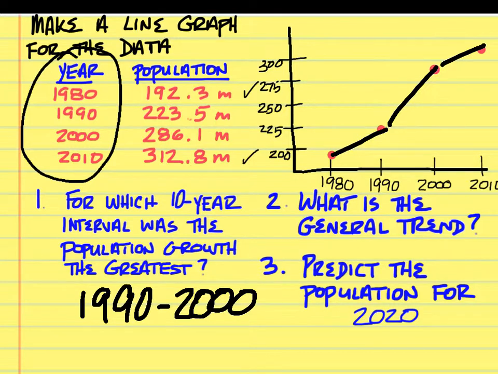Look at the graphs. 1990 to 2000. That is the steepest area in that graph, so that means that's the most increase. These and these are pretty close, but this one is clearly the steepest section. What is the general trend that's going on in this graph? What word describes what's happening in this graph? Increasing, yes.